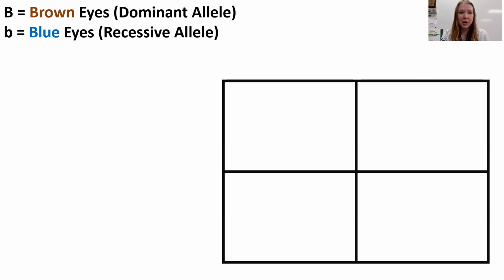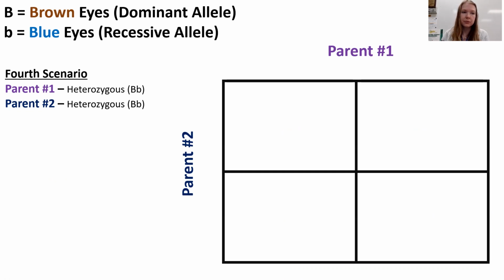And for the final scenario here, parent number 1 is heterozygous and parent number 2 is heterozygous. So pause the video here and fill out the Punnett square. Okay, for this scenario then we put the heterozygous alleles for parent 1 and heterozygous alleles for parent number 2. And we fill out our Punnett square.